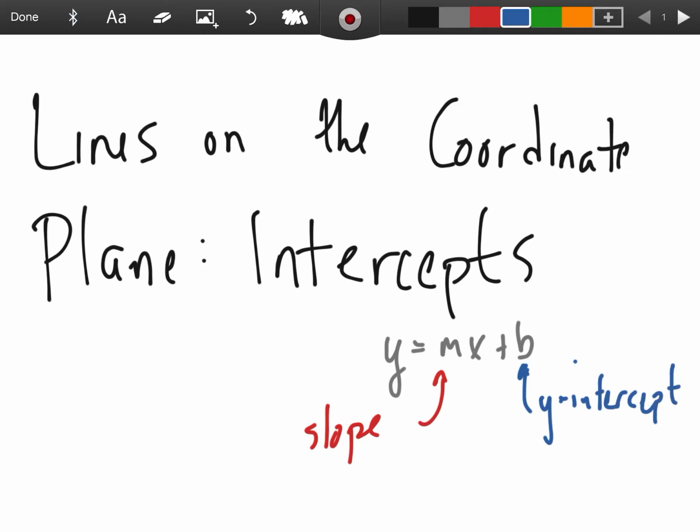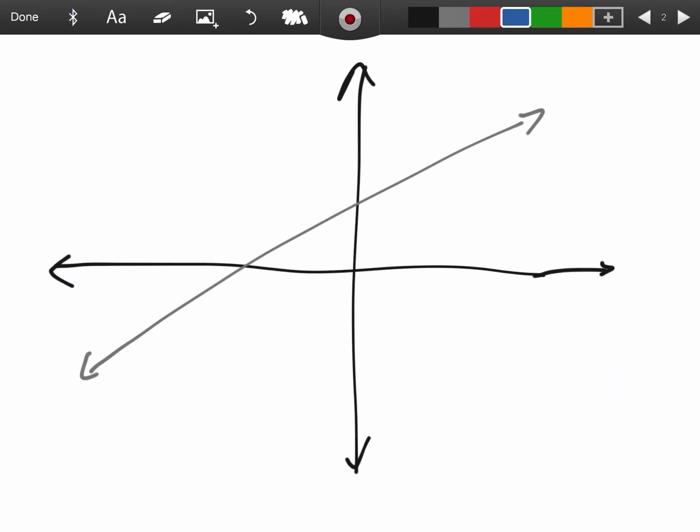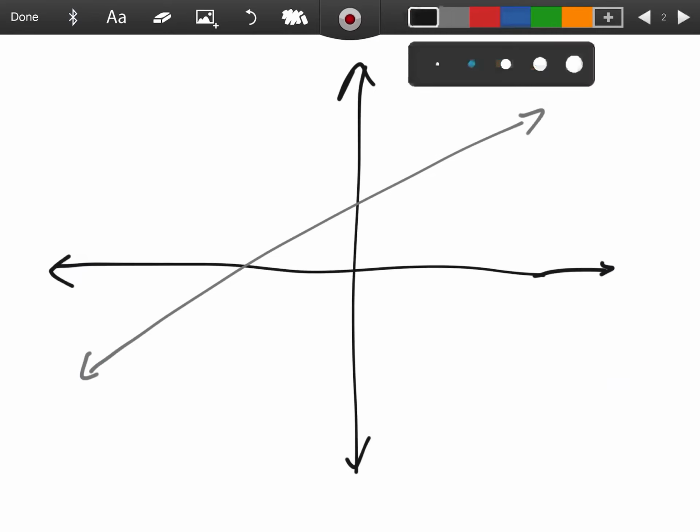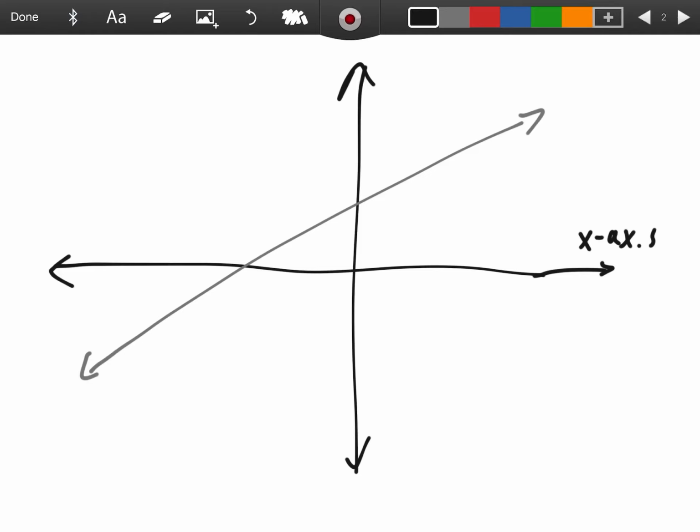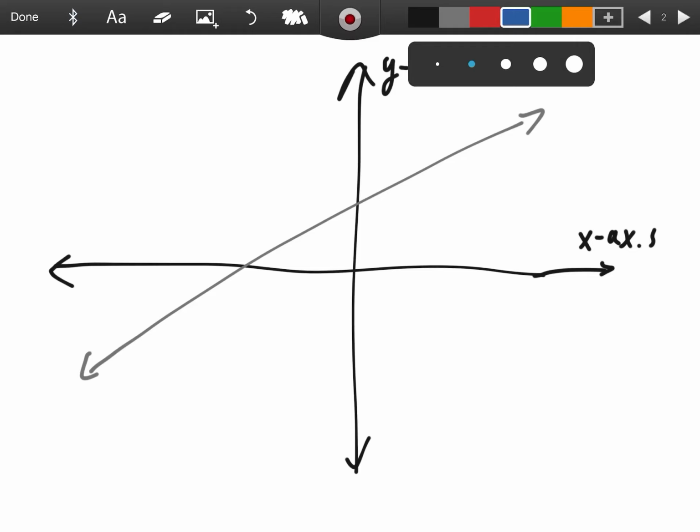Well, let's go and take a look at the graph of a line. So here we have a line graphed on the coordinate plane. If we think back to what makes up the coordinate plane, we have these two axes: the horizontal axis is the x-axis, and the vertical one is the y-axis. When we talk about the intercepts, that refers to where we intersect each of those axes.